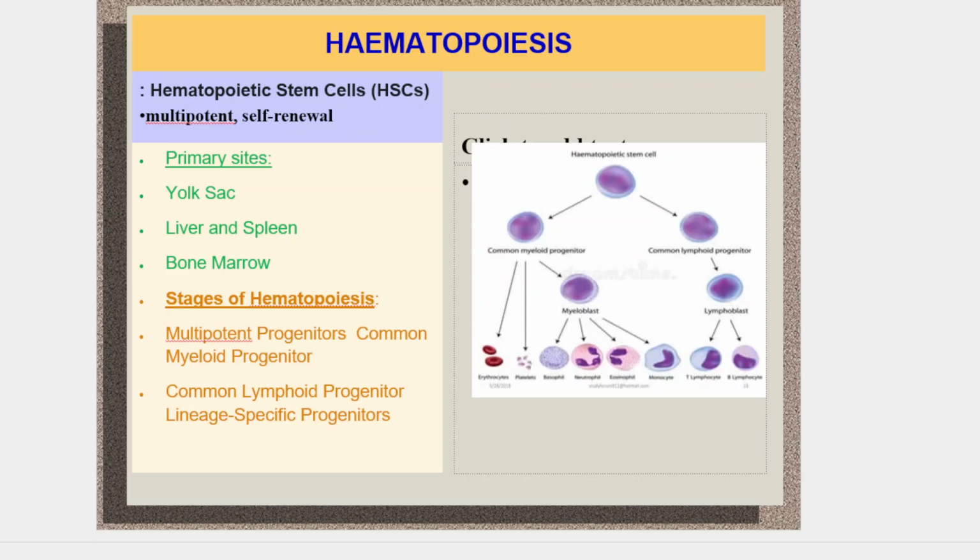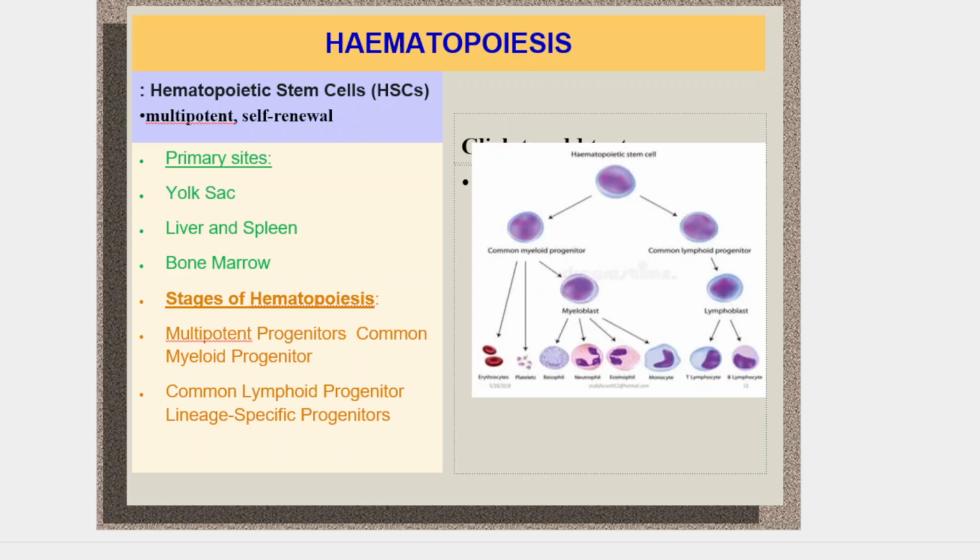The primary site of blood cell production changes throughout life. Yolk sac during early embryonic development, liver and spleen during fetal development, bone marrow during late fetal development and adulthood. By the end of the gestation, the bone marrow becomes the primary and lifelong site of hematopoiesis.